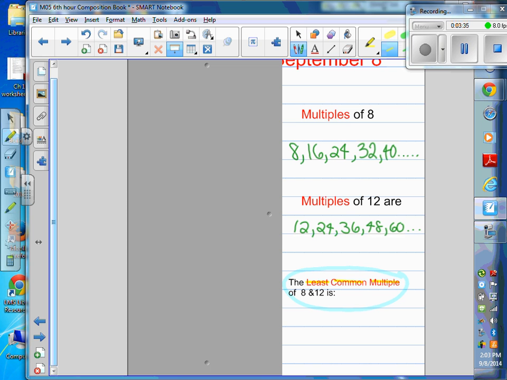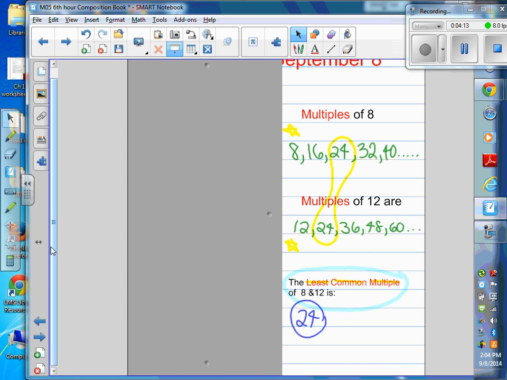Cody, can you find a multiple that's in this list here and in this list here the first time it happens? So is 1 in both lists? I don't see a 1. 24, right? The first multiple that they both have in common is 24. So that is the least common multiple. It's just like the Ferris wheel problem.